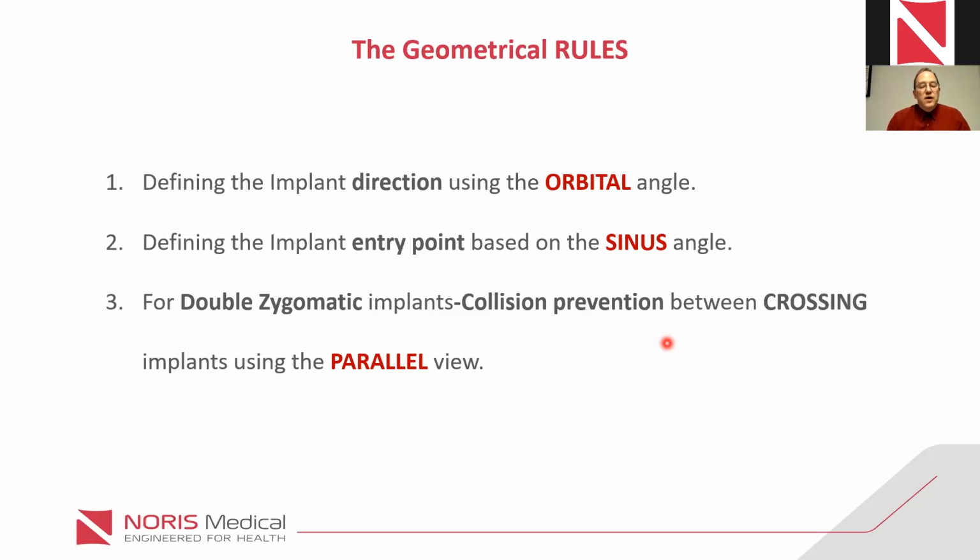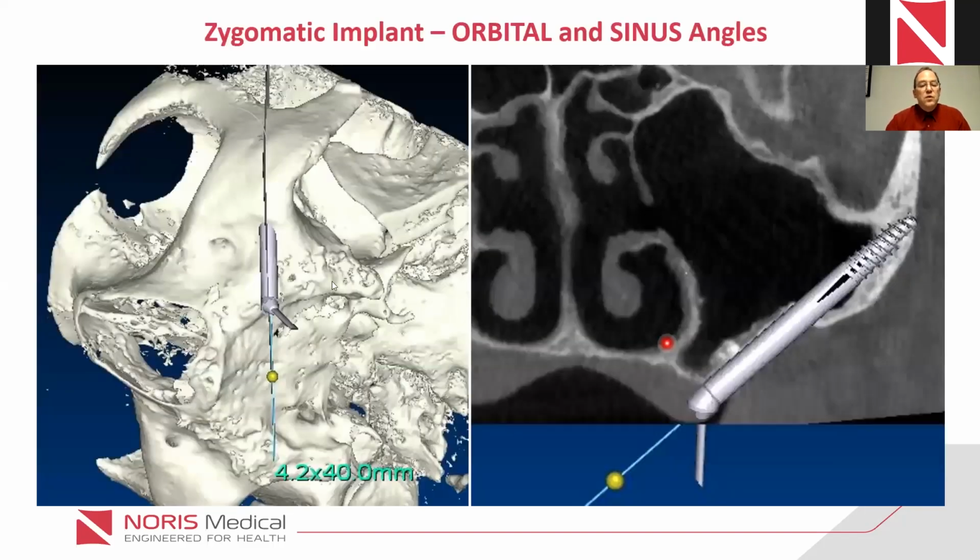Okay, so what we see here now is, let's say, we want to place one zygoma. Usually it would be, as I said, between the first and second premolar, or maybe even the first molar. But we want to place one zygoma.